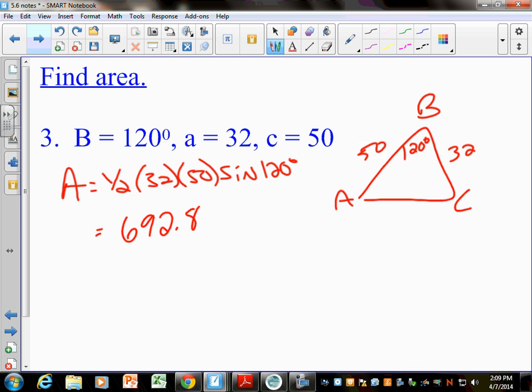And that is area. It would be square units. They don't tell us what the units are, so you don't really have to put square units on it. But if it was in inches, it would be square inches.